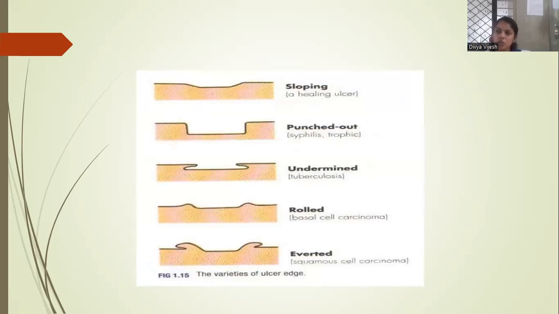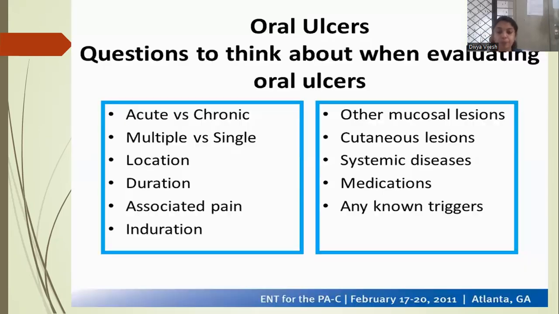Usually in a healing ulcer, you can see sloping edges. But it is very specific that in tuberculosis it's an undermined edge, and in syphilis it's a punched out edge. In case of carcinomas, you will get rolled out or everted edges. So you have to check for the edge, and also check for the induration.